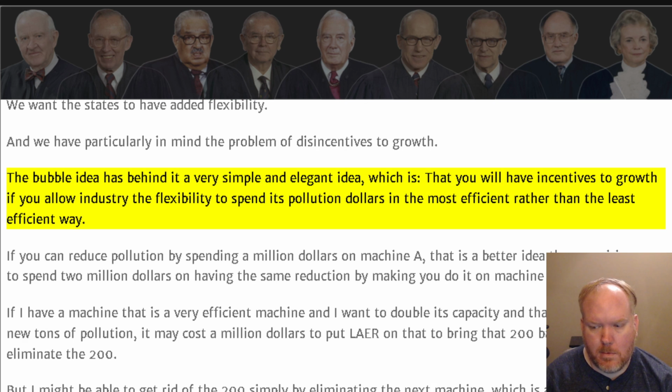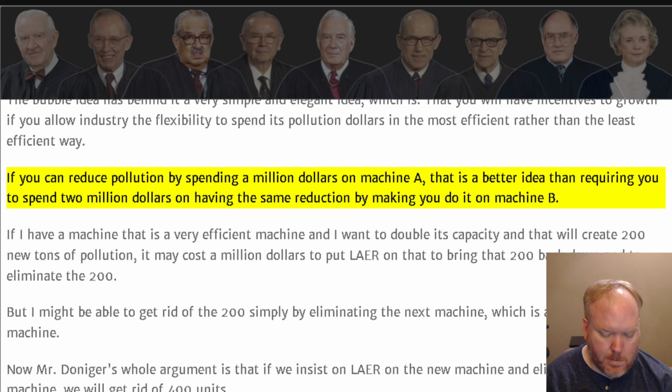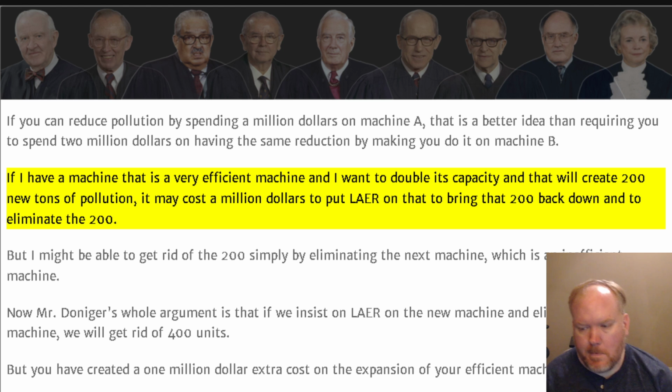The bubble idea has behind it a very simple and elegant idea, which is that you will have incentives to growth if you allow industry the flexibility to spend its pollution dollars in the most efficient rather than the least efficient way. If you can reduce pollution by spending $1 million on machine A, that's a better idea than requiring you to spend $2 million on having the same reduction by making you do it on machine B. If I have a machine that is a very efficient machine and I want to double its capacity, and that will create 200 new tons of pollution, it may cost $1 million to put a layer on that to bring that 200 back down and to eliminate the 200.